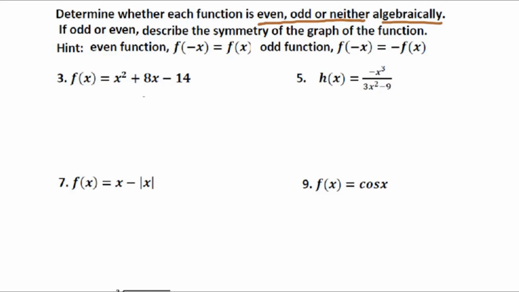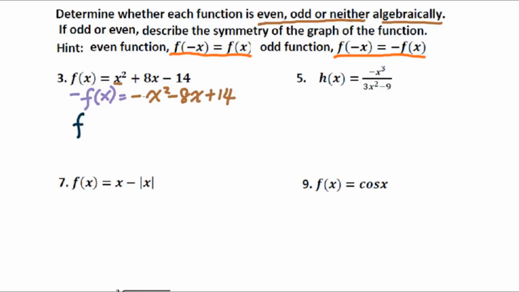If odd or even, describe the symmetry of the graph of the function. Here is the hint. For an even function, you have this pattern. For an odd function, you have this pattern. First of all, I will work on negative f(x). That means the opposite of f(x), which means each term gets its opposite. Since I have x squared, its opposite is negative x squared. Positive 8x becomes negative 8x. Negative 14 becomes positive 14.